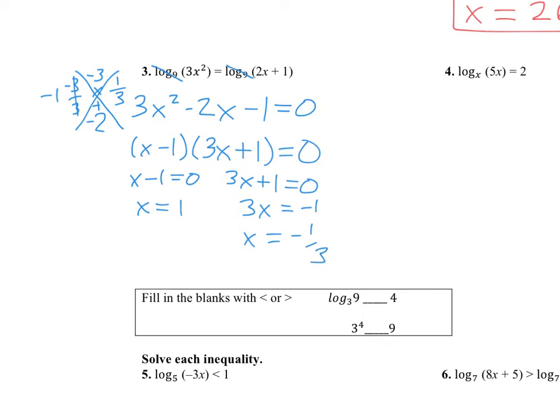Okay, then you have to check your answer. Remember the rule. The base and the argument have to be positive. So we don't have to worry about the bases because the bases don't have a variable. So let's look at these arguments up here. If we plug in 1, they both equal +3. So 1 works.